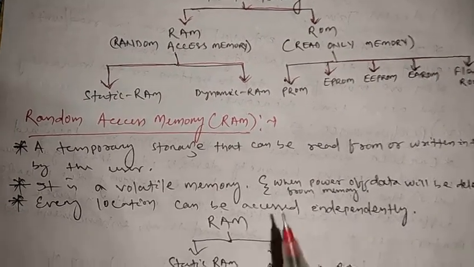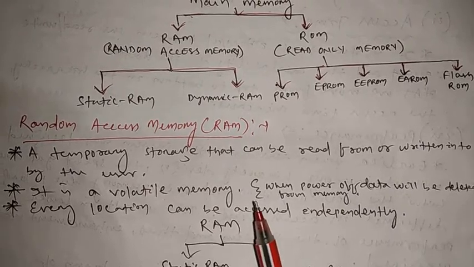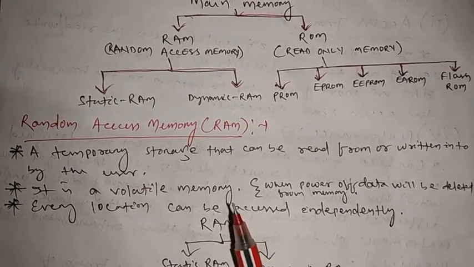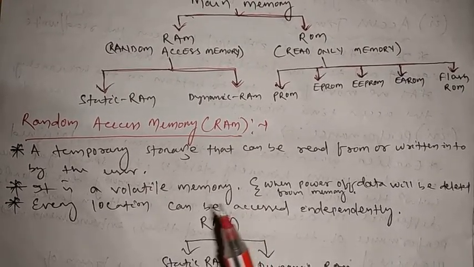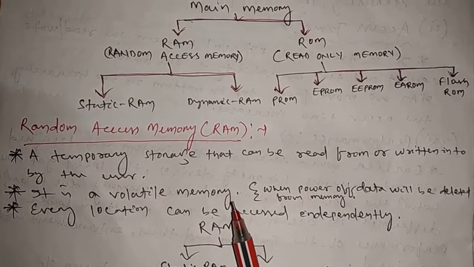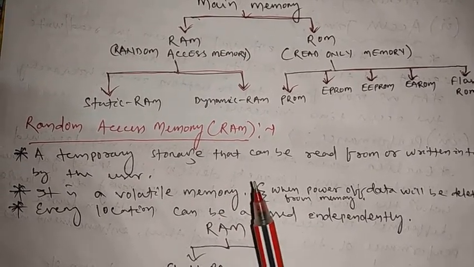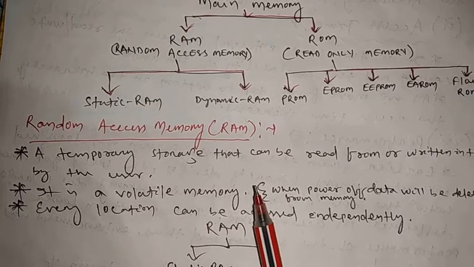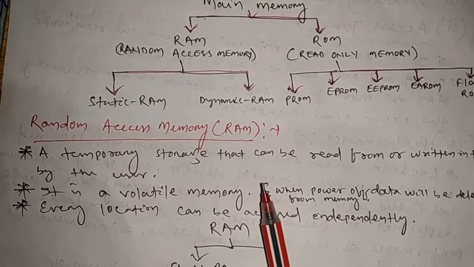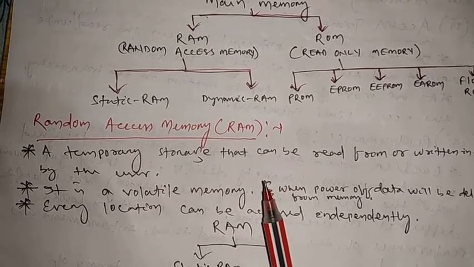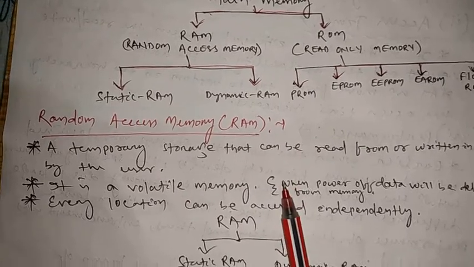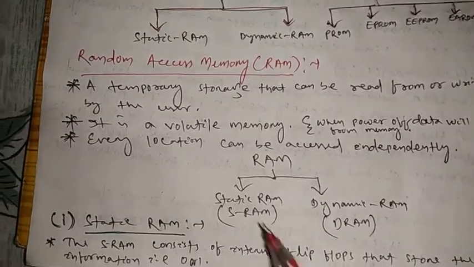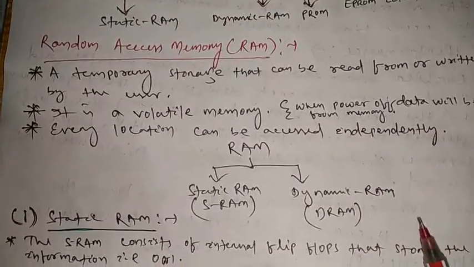And your RAM is volatile in sense. Volatile in nature means the data will be erased when the power supply is off to the system, or the data will be active or live until the power supply is applied to the computer. This is called random access memory. It is volatile in nature and it is of two types: static RAM and dynamic RAM.